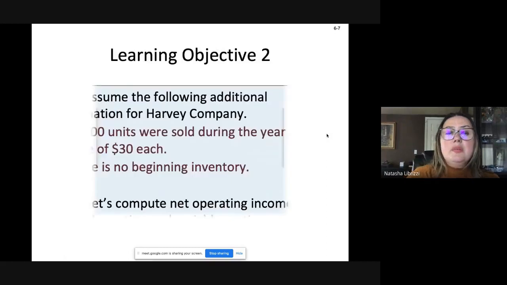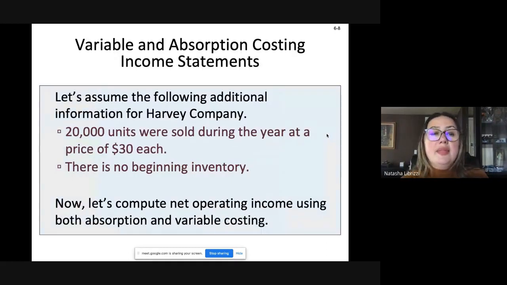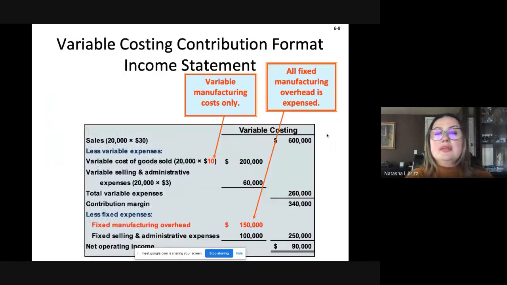So now we're going to prepare an income statement under both of the methods. We have additional information available to us. We're going to assume that 20,000 units were sold during the year. Remember, we produced 25,000 units and we're selling only 20,000. And we sell them at $30 each. So that's our sale price. And there's no beginning inventory. So we're going to compute using both methods. We'll take one at a time.